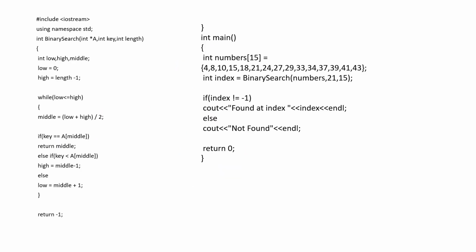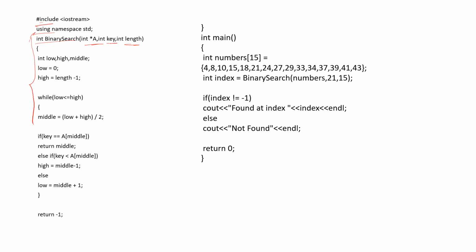Let us look at it in a C++ example. So now we are going to start with the usual header and the namespace. From here, what we are doing is first defining an integer function called binarySearch, which will have int a, int key and int length as its variables, right?